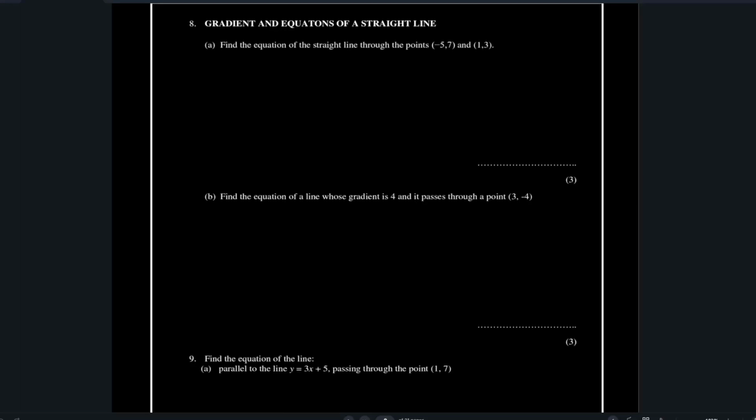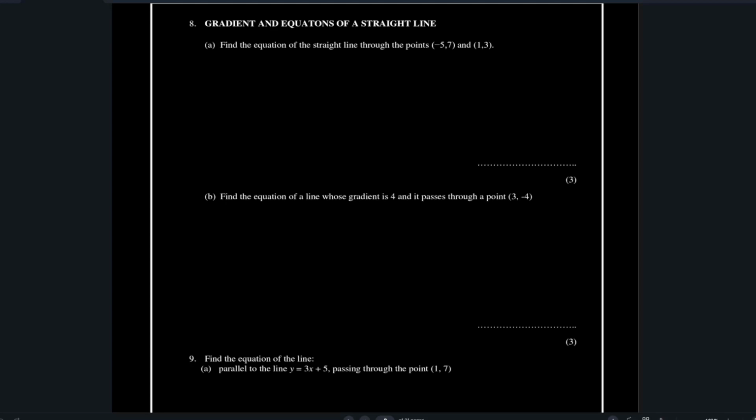In question number 8, we are told that we shall look at gradient equations of a straight line. We are going to see possible ways you can approach every sort of question that appears in this topic. So I've put questions together which are going to give a picture of what you expect in the exam. Either you can get a question like part A, a question like part B, or a question like question 9, and as we proceed.